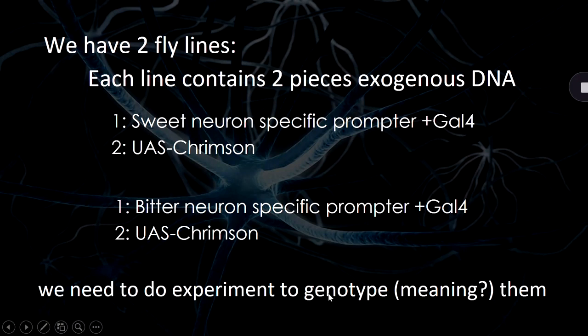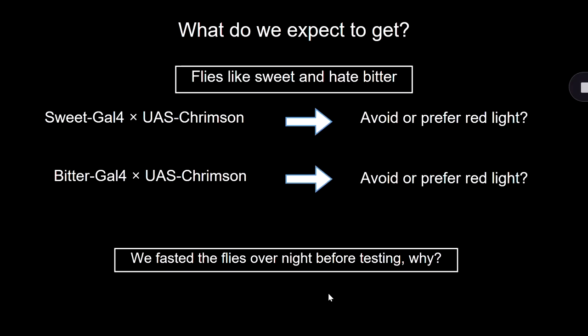So what does genotype mean? Genotype means predicting their genetic background based on their behaviors. Okay, so what is the expected result we're gonna have? The experiment that we do here is based on the assumption that flies like sweet and hate bitter. So if we provide them sweet, they would like to go there. If we provide bitter, they don't like to go there.